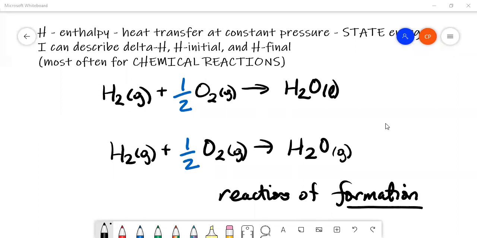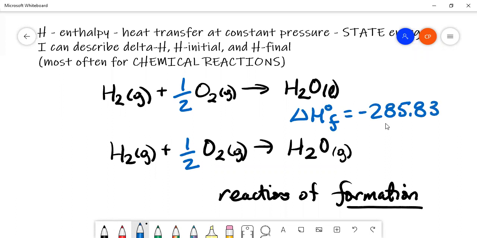When water is formed in the liquid phase, the standard delta H of formation is negative 285.83 kilojoules per mole. Note how I write this down. Delta H degree F. The degree symbol stands for standard. F stands for formation. And by standard, I mean it's standard ambient conditions, 25 degrees Celsius, 1 atmosphere of pressure. Okay?